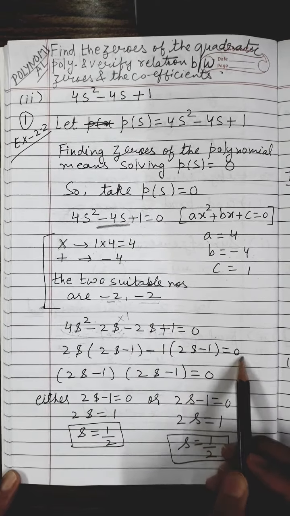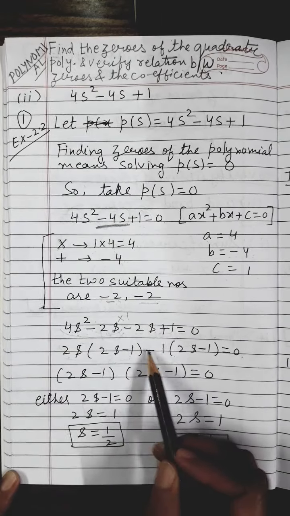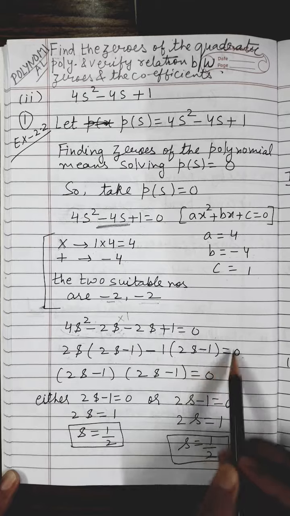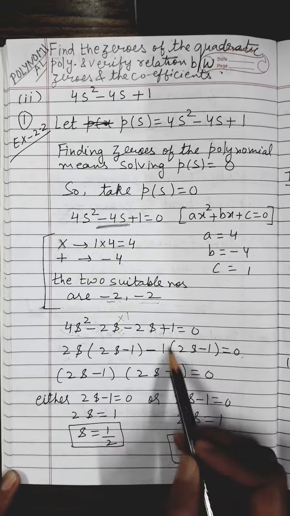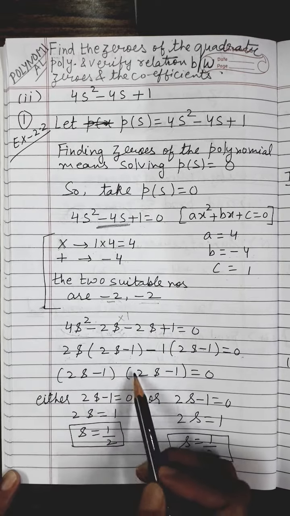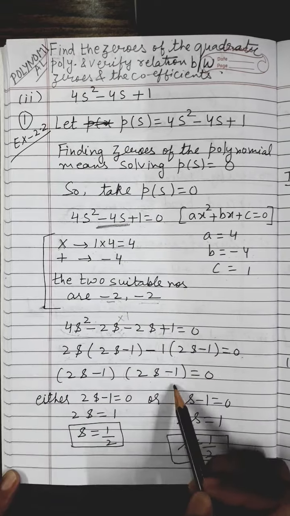So close the bracket, equals to 1. Next step: this is one term, the first term, and after the minus sign this is your second term. So what is common in the first and second term? 2s minus 1. So I take out 2s minus 1 common. From the first term 2s will remain, and from the second term 1 will remain, right?